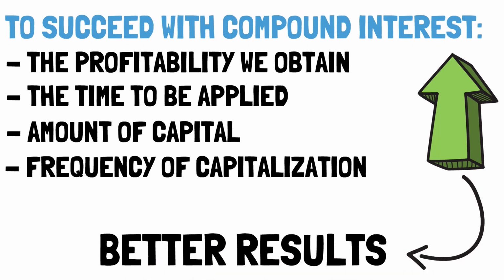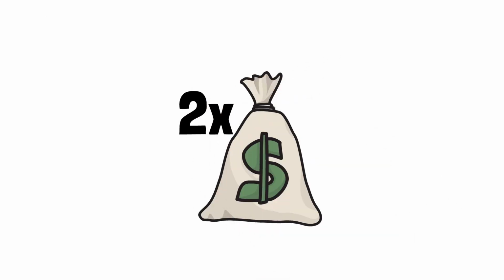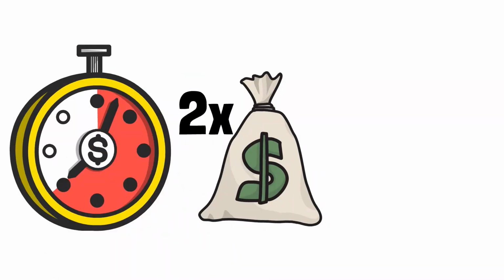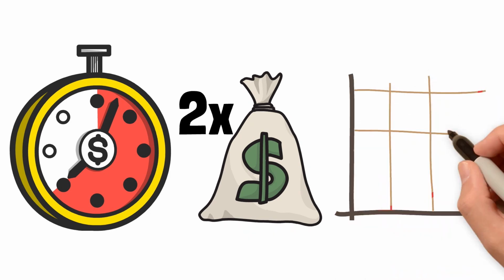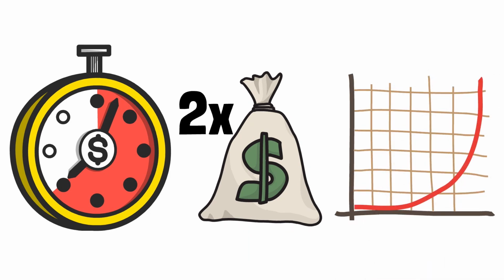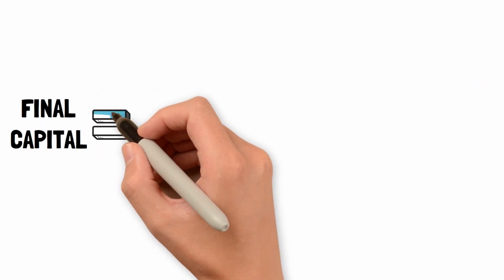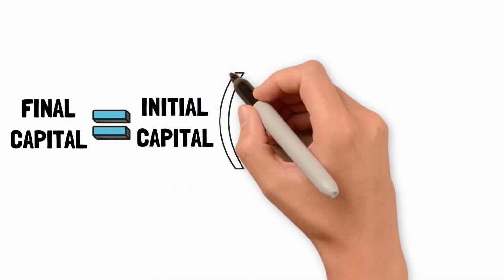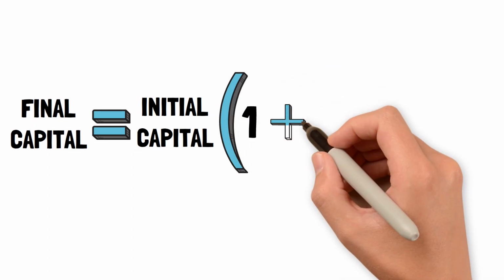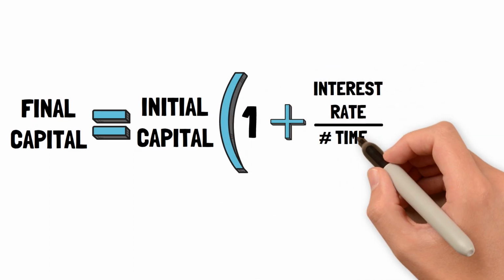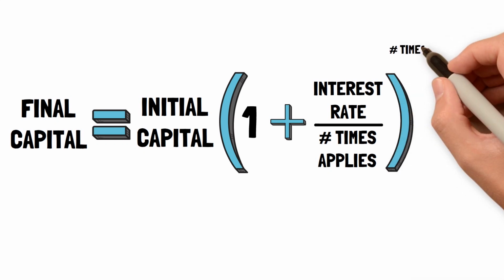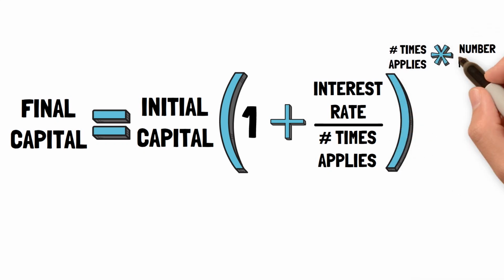Do you realize the power of compound interest? We can multiply our capital without doing anything more than waiting. The longer the time, the greater the growth coefficient and the profitability of our investment. Mathematically, the formula would be: the final capital is equal to the initial capital times 1 plus the interest rate over the number of times interest is applied per period, raised to this number of times by the number of periods elapsed. With this, we know how it works and how to calculate it.